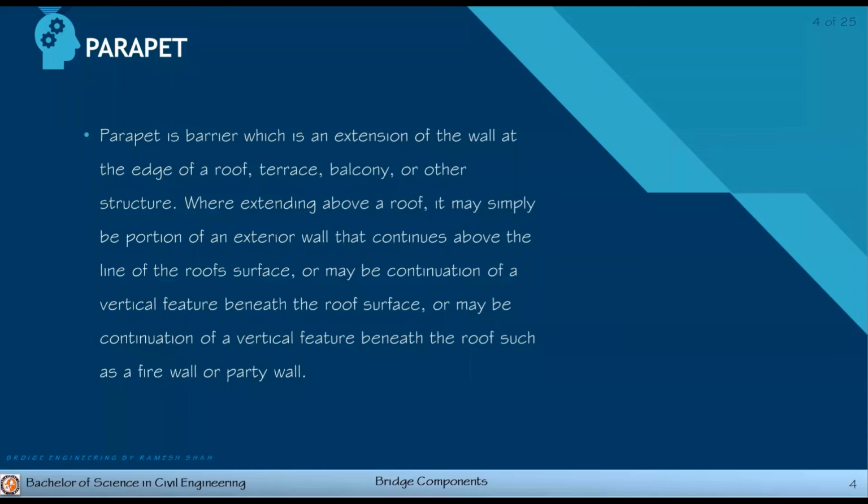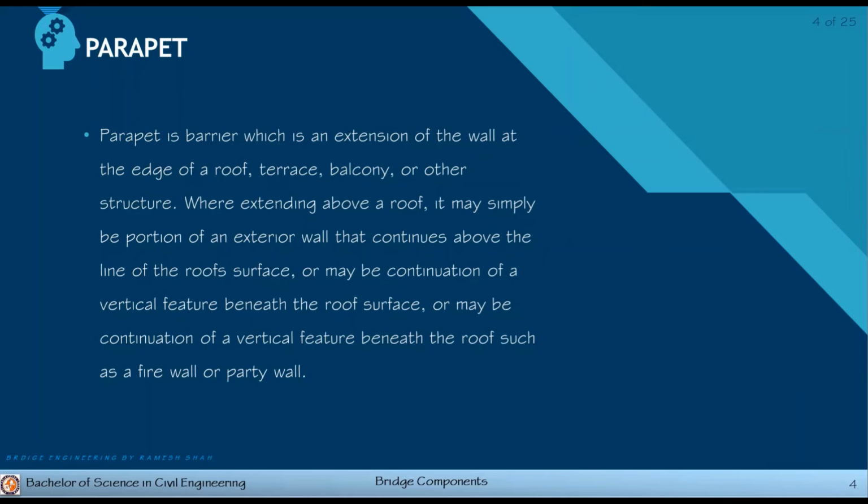So what comes to your mind when you hear the word parapet? It's like a small wall on the roof deck or on the roof, right? Based on Ramesh Shah, a parapet is a barrier which is an extension of the wall at the edge of the roof, terrace, balcony, or other structure.